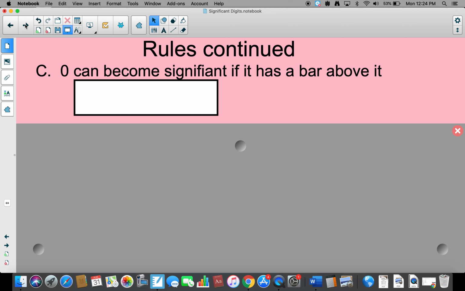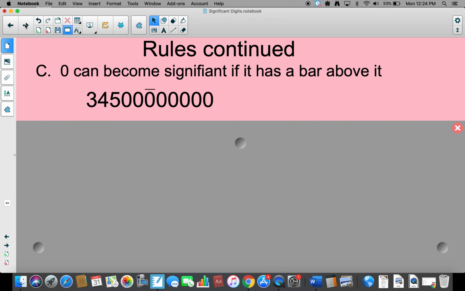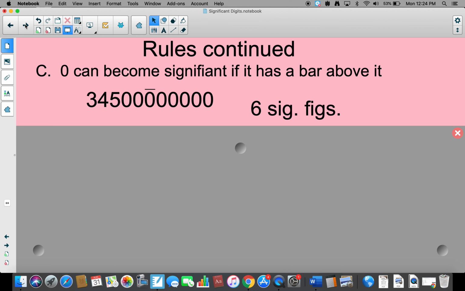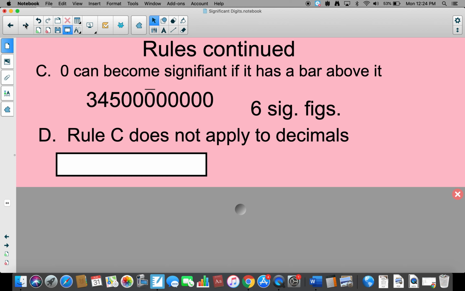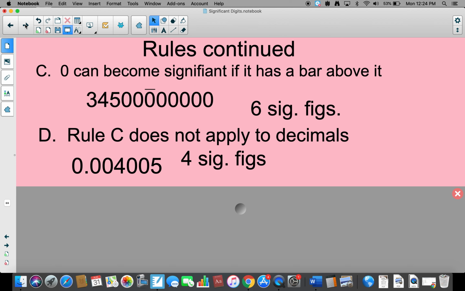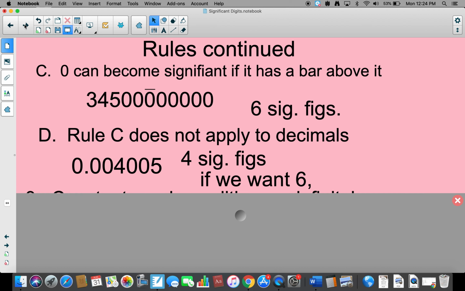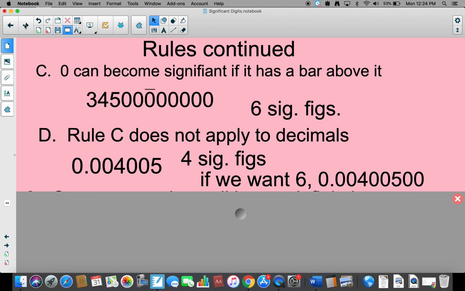All right, next set of rules. A zero can be significant if there is a bar above it. So given the number 345000 with a bar over the last zero, in that case, I have 6 significant figures. This only applies though if a number is greater than 10. It does not apply to decimals. So I give you the example 0.004005. It only has 4 Sig Figs, and we can't use a bar. How would I make it if I wanted 6 Sig Figs? Well, then I would use the last rule, and I would add 2 zeros after it to show exactness.